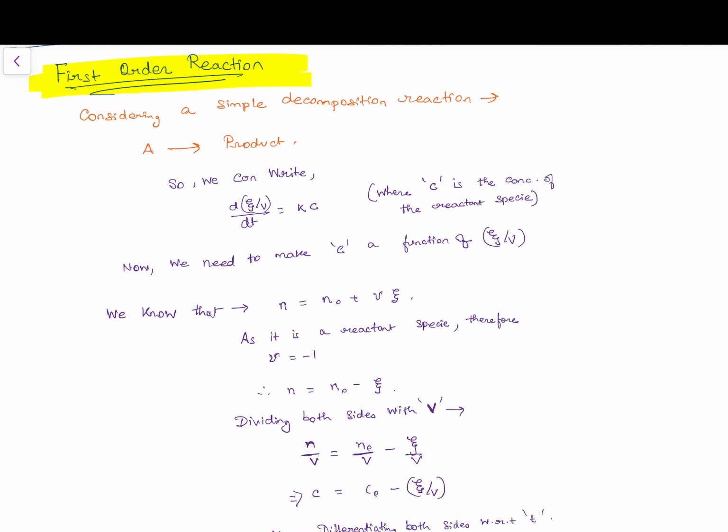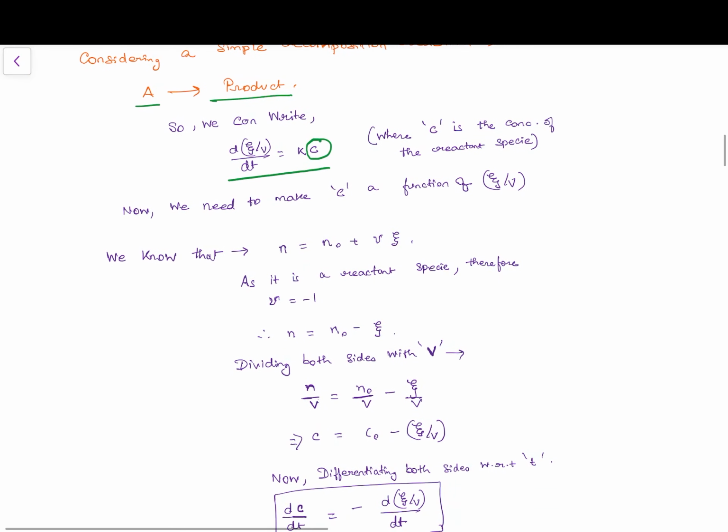So in a single decomposition reaction we can write it as follows, that A gives product, and in the rate law we can write it as d epsilon by v dt is equal to Kc, that is, the rate of the reaction is directly proportional to the concentration of the reactant. Now we need to make C a function of epsilon by v to integrate it further.